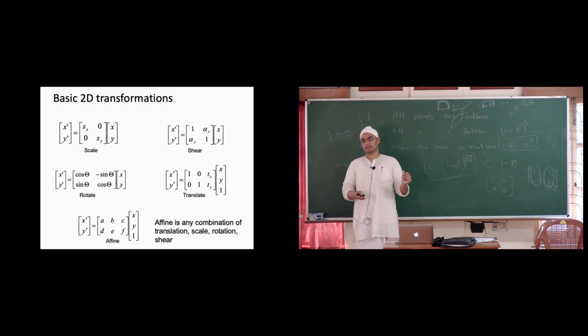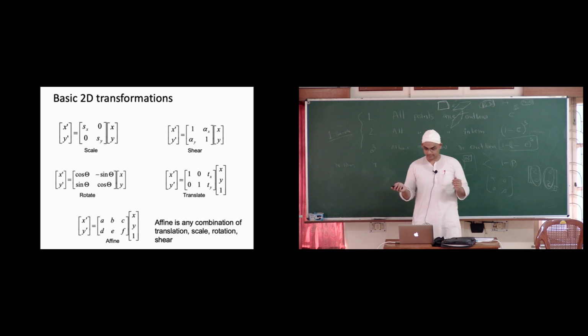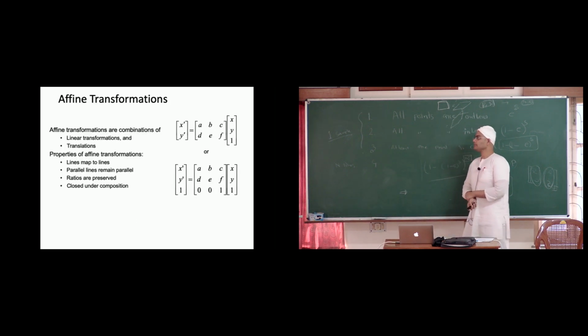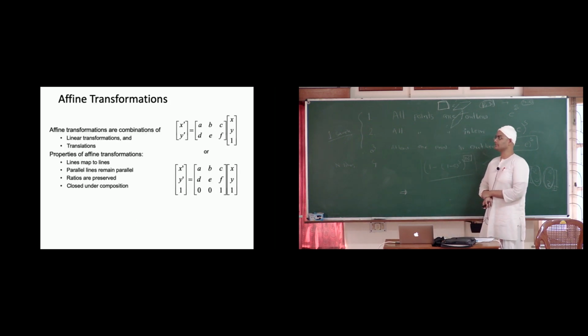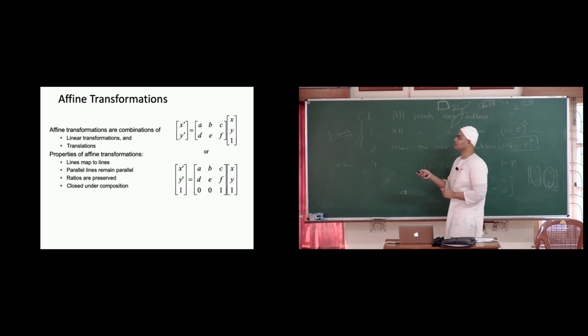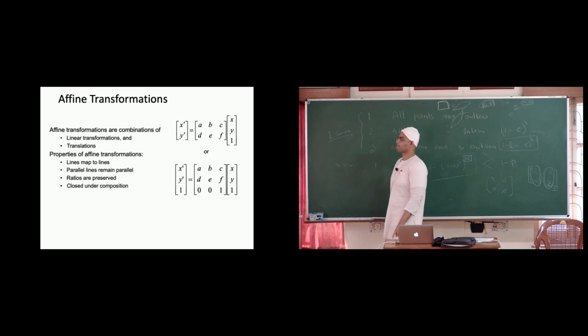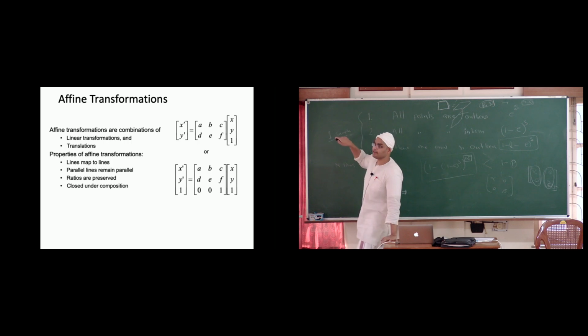Okay? Perspective projection, as you have seen, right? There parallel lines won't be parallel anymore, but in an affine transformation parallel lines would still be parallel lines. So I can write the affine transform in this way. Now you can see x and y, and I am doing this. For the affine transformation, lines map to lines, parallel lines remain parallel, ratios are preserved, and it is closed under composition. So you can just keep on adding those things.